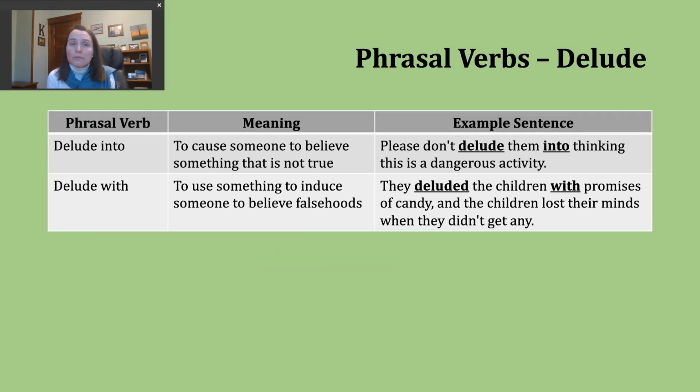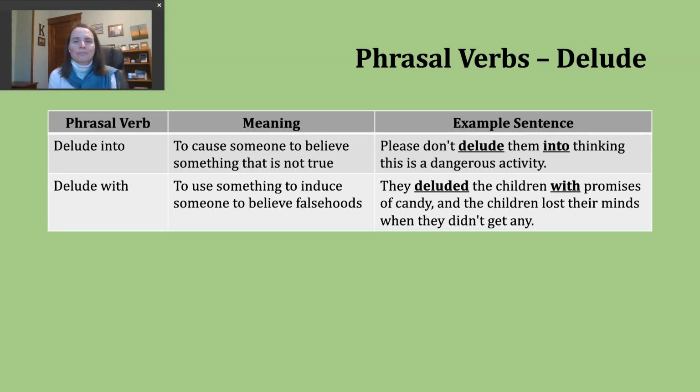Now, there are a couple phrasal verbs you might encounter. We'll look at those, but you'll notice the meanings are very close to what we've already discussed here. The first phrasal verb you might encounter is to delude into. So again, you're causing someone to believe something that is not true. An example of this: please don't delude them into thinking this is a dangerous activity. So here, someone is maybe getting others worried, getting them to feel anxious about some perceived danger when there really isn't any danger.